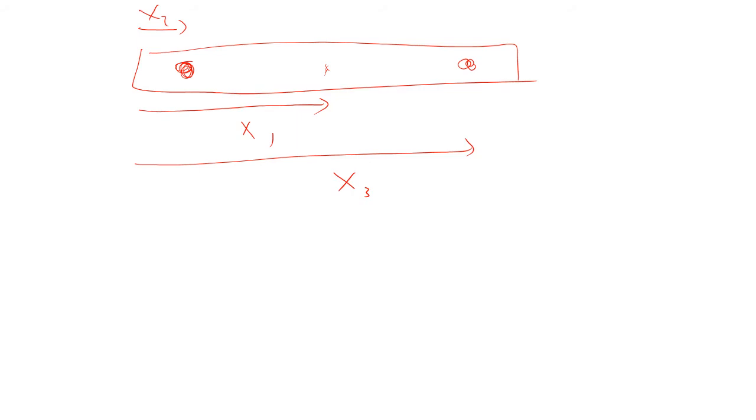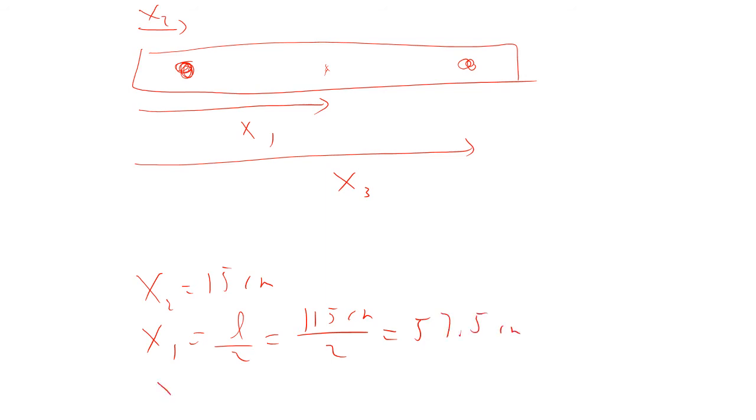And so that means that x2, well, that's pretty obviously given to us. It was 15 centimeters from the end, so that's 15 centimeters. X1 is going to be half of the total length of the board. So that'll be 115 centimeters divided by 2, so that's going to be 57.5 centimeters. Well, what about X3? Well, that's going to be the length minus that distance that I gave you before, D3. So that means it'd be 115 centimeters minus 20 centimeters. So that's going to be 95 centimeters.